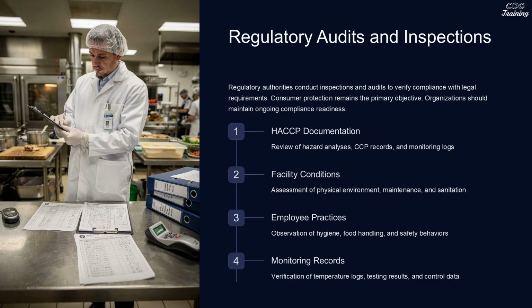Regulatory authorities conduct inspections and audits to verify compliance with legal requirements. Consumer protection remains the primary objective. Organizations should maintain ongoing compliance readiness. Key areas include HACCP documentation, facility conditions, employee practices, and monitoring records.